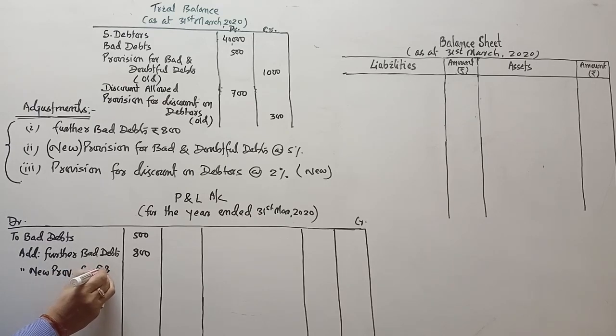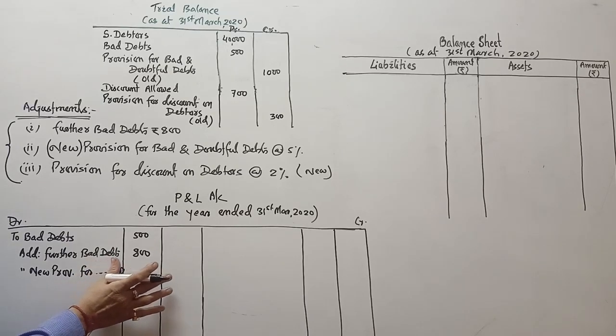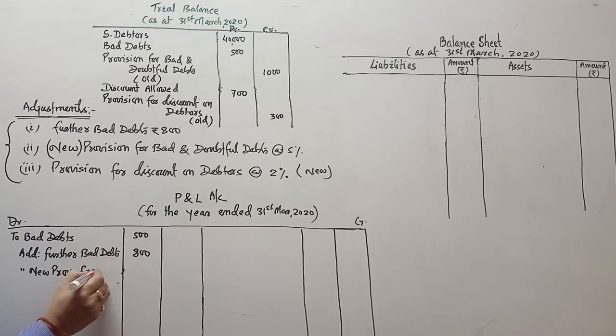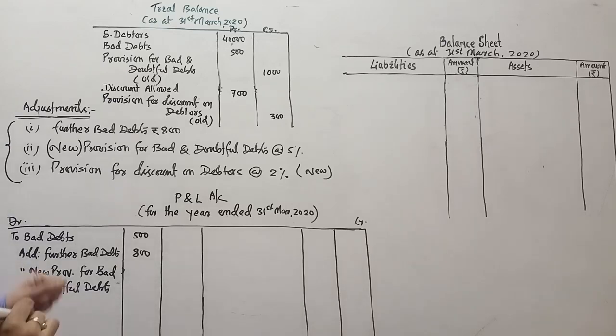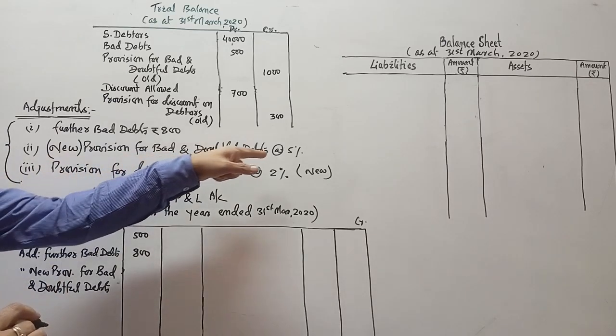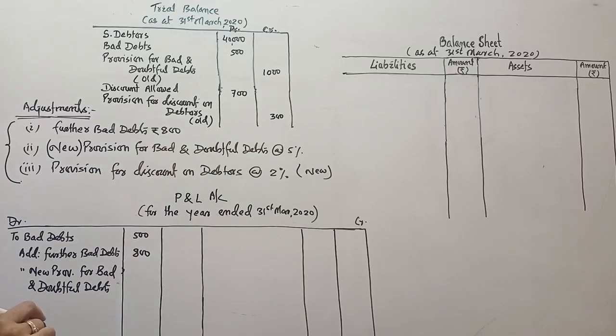bad and doubtful debts. I am going to write it in full: new provision for bad and doubtful debts. This is the new provision. Now we will calculate the new provision for bad and doubtful debts at the rate of 5%.